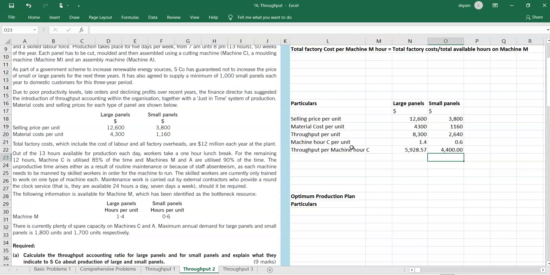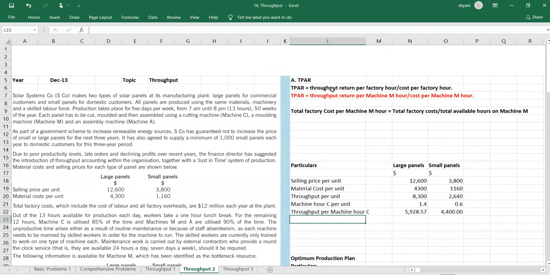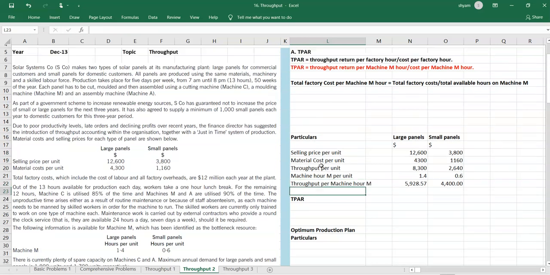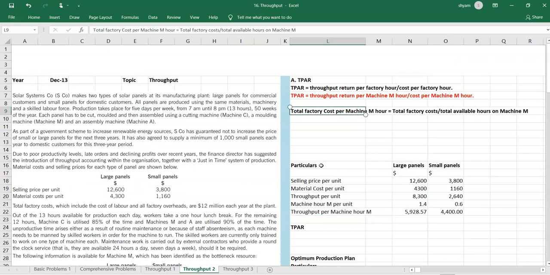So we still have to get the TPAR, okay, that we have not got. So to get TPAR, we have to get the total factory cost per machine hour. Okay, I think which machine was not available. Sorry, it's machine M. I have put it as machine C. Sorry, it is machine M. Machine M.